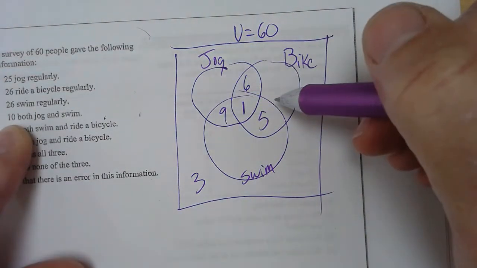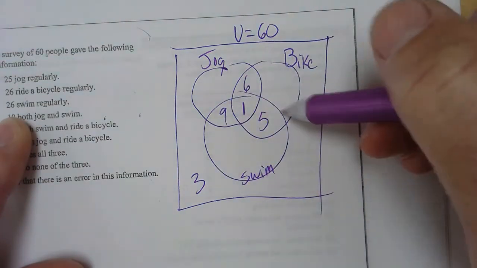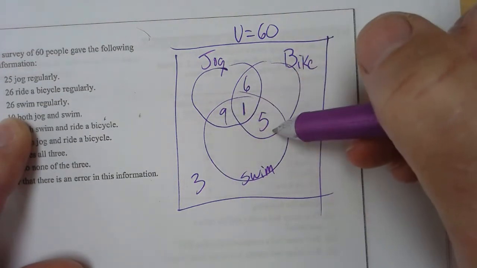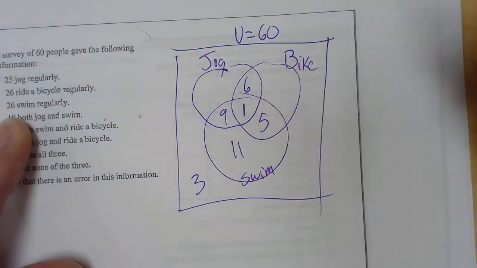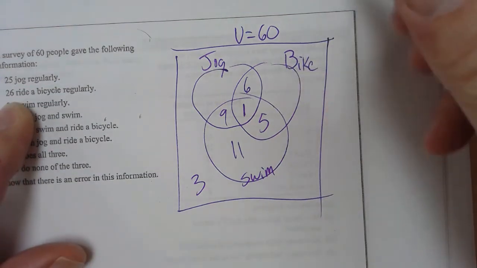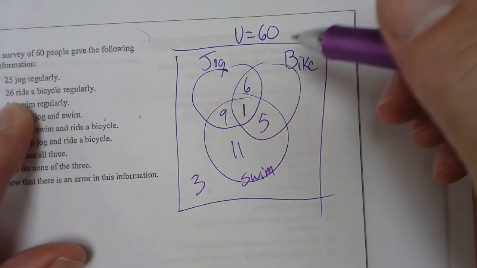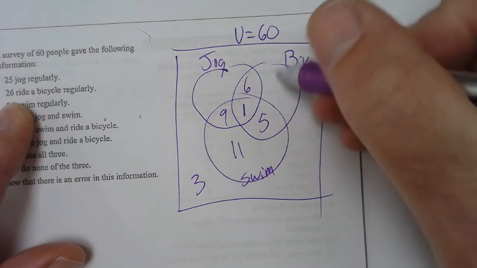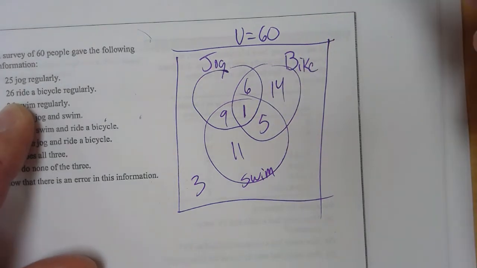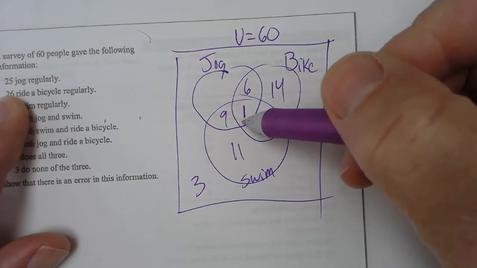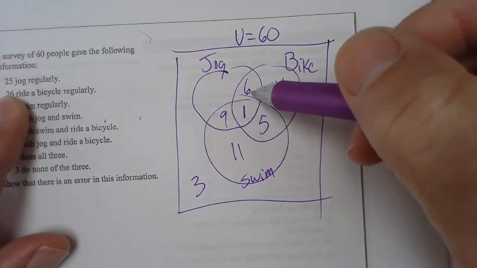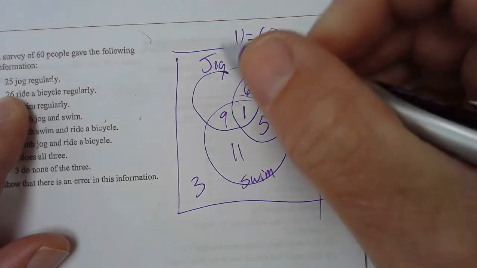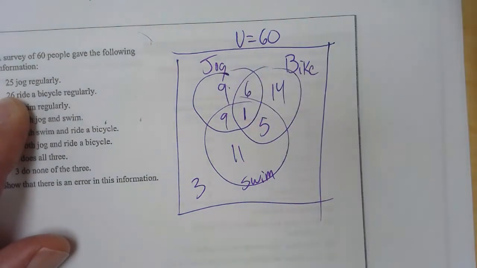Then the swimming circle has to add up to 26. And I have 15. So that means I need to put an 11 there. And then the biking circle has to also add up to 26. So right now I have 12. So I'm going to put 14 right here. And then this jogging circle has to be 25. And I have 16 right now. So I need to add 9 right there.